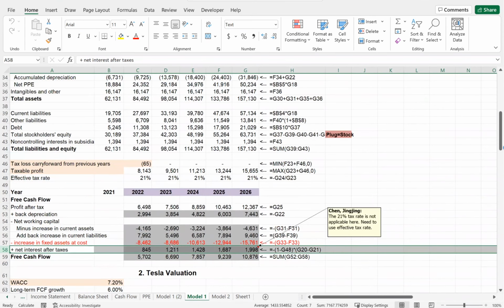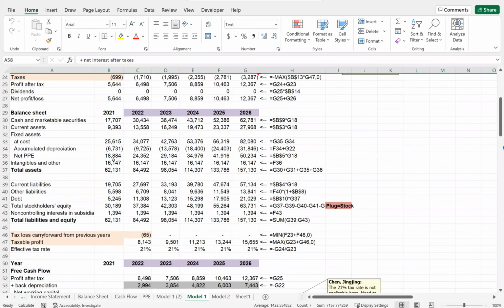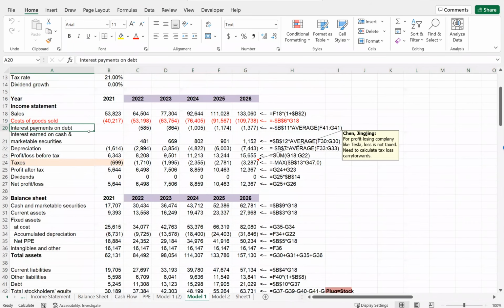I think I mentioned that the net interest should be the interest expense minus interest income. Now the interest expense is here, interest payment on debt. The interest income is here, interest earned on cash and marketable securities. So we should take interest expense minus interest income. Well, one thing is that interest expense is already expressed in a negative value.